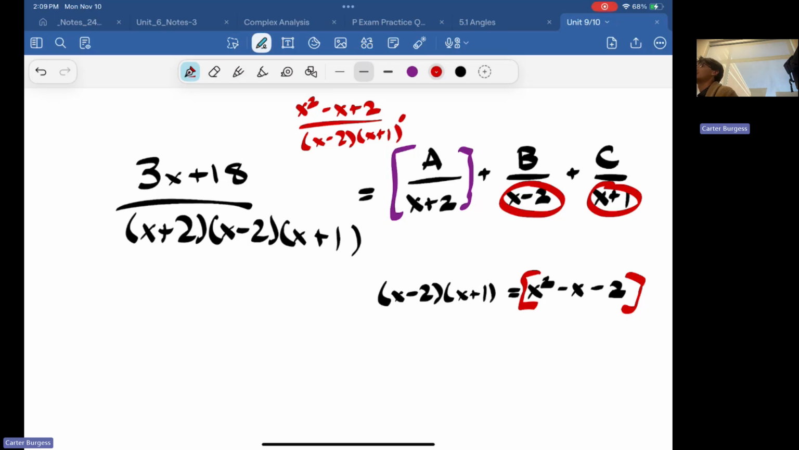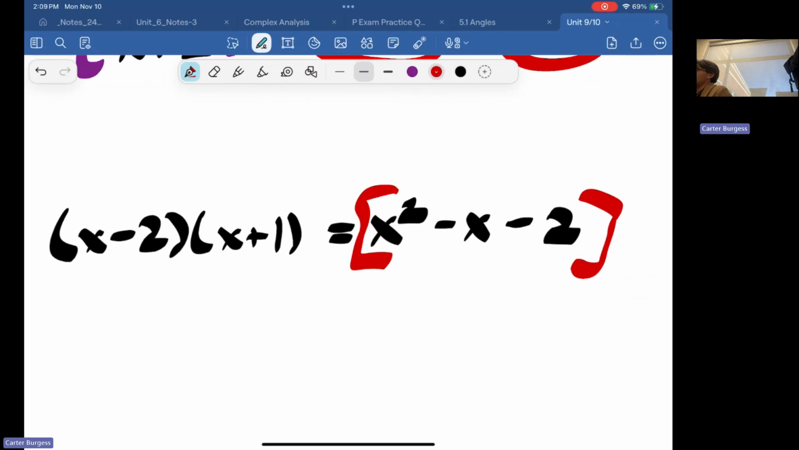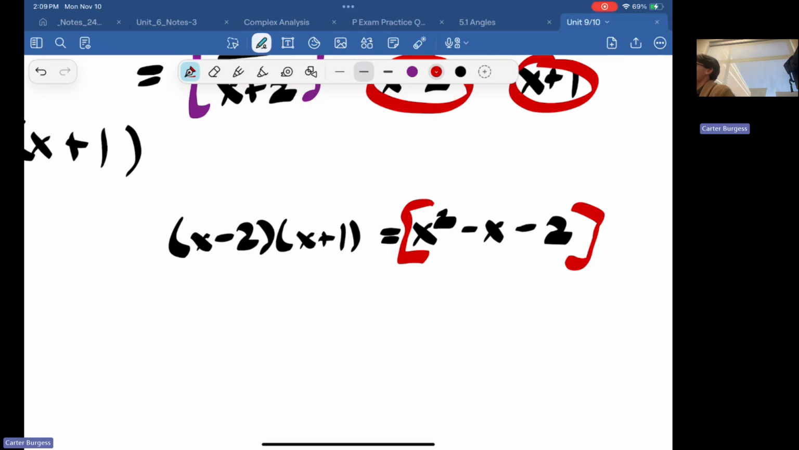So in order to make the denominators match, we can't just multiply by one of the linear factors. We have to multiply by all of the ones that we're missing. In this case, we're missing the x minus 2 and the x plus 1, so we can multiply both of those. To do that simultaneously, I just took that product here, and that'll make my life a little bit easier.